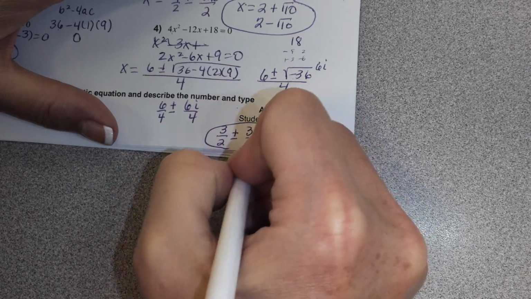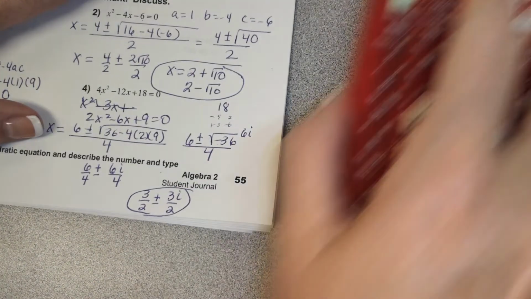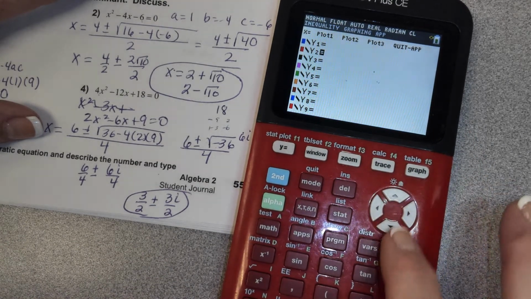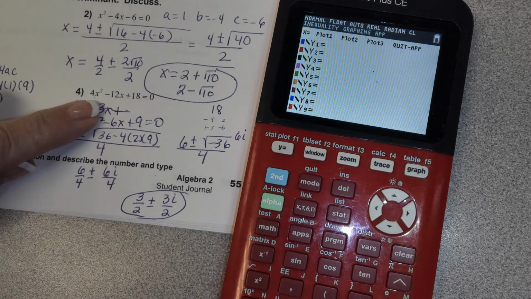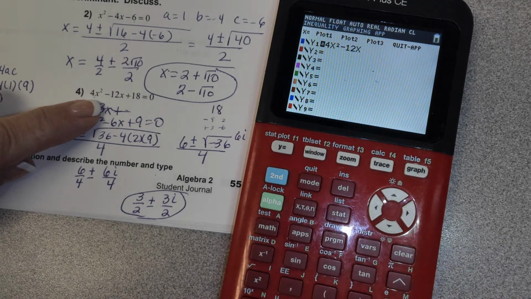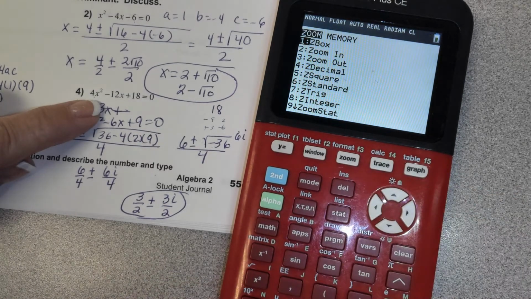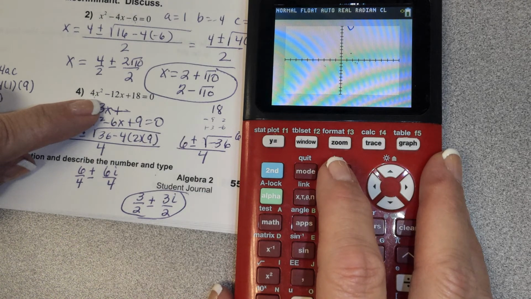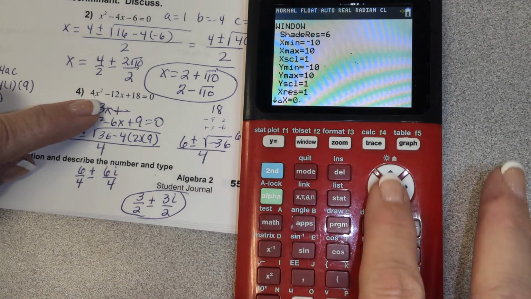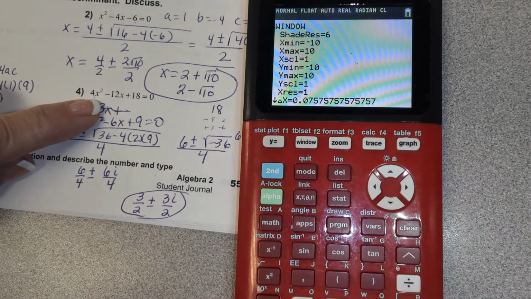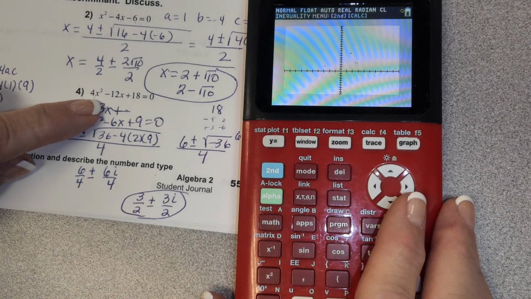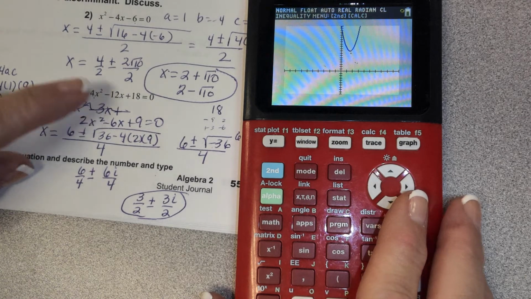Those are our two solutions. We have solutions, it's just that our solutions are not real. Just to show you this graph, I'm just going to put in 4x squared minus 12x plus 18. Here's the way it looks, and it should not have any x-intercepts if we did it correctly. It's way up there. If I wanted to see higher, I can just extend that y max, and there it is. And I can see that it does not have any x-intercepts.